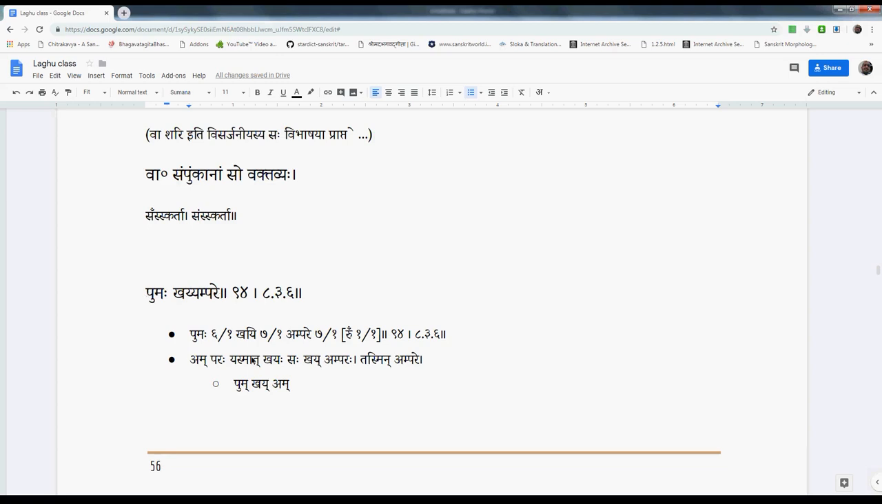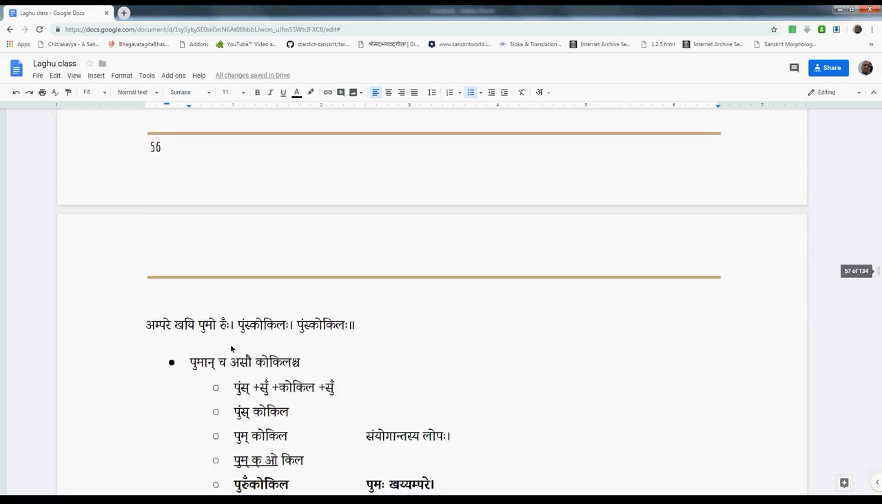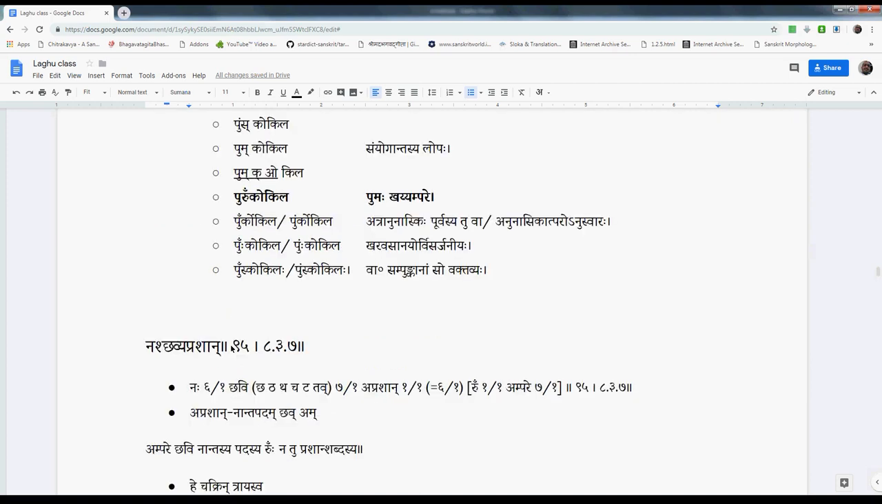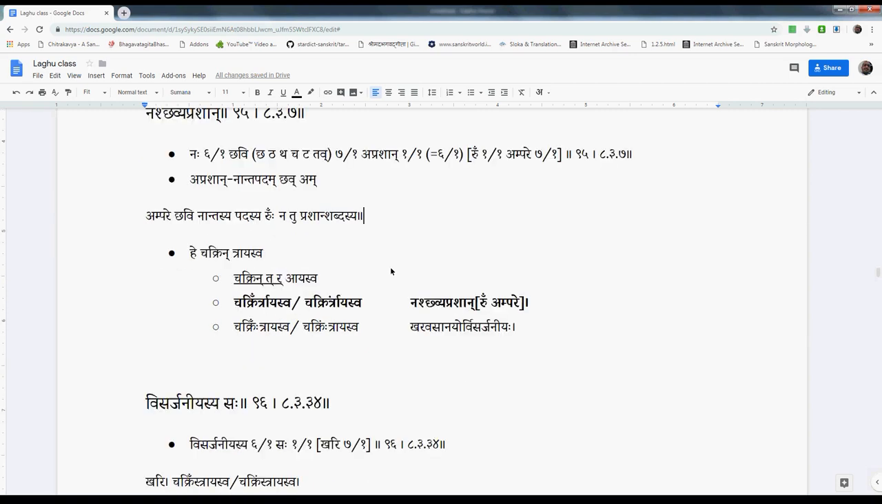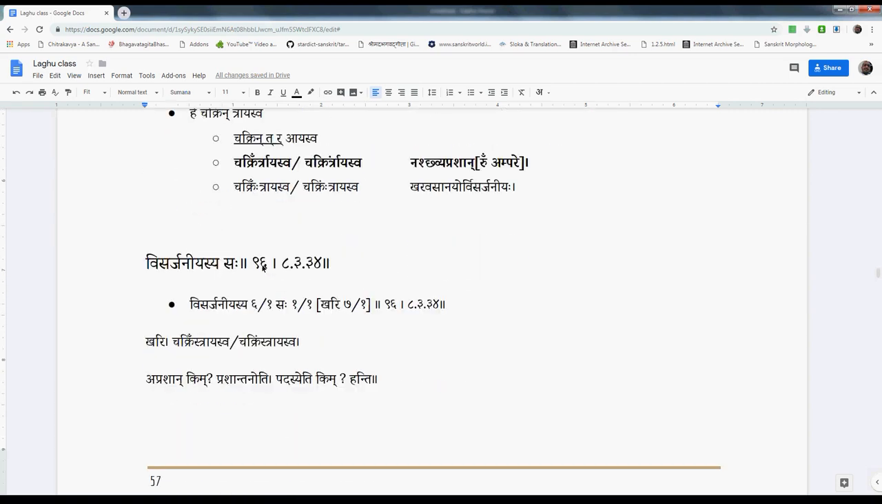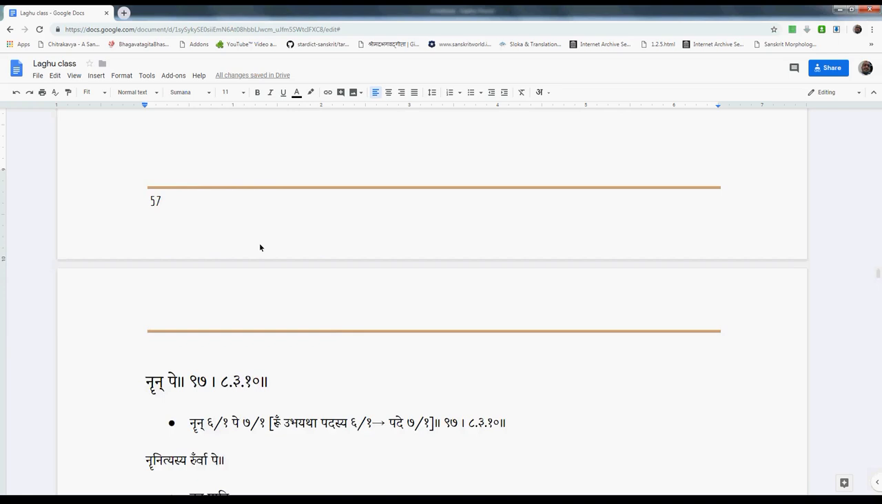Puvakhayam Pare, all these specific cases of Pum. Pum kokila ityadi we saw. Pums kokila. Naschavya prashan. So except for aprashan, this nakarasya chavi pare ru adesha bhavati. So ru adesha bhavati, and then we say chakrin trayasva. So those examples we saw. Visarjanyasya sa, we have seen many times.